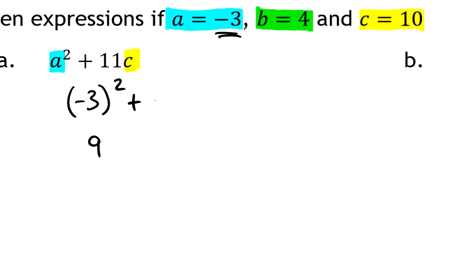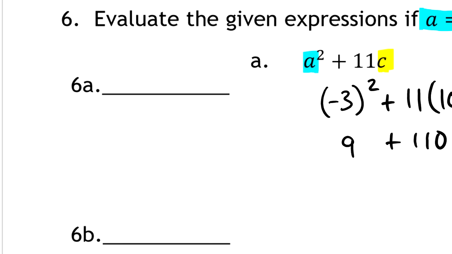From it, then I'm going to add 11 times the number 10, which looks like 110. So I'm just adding 110, and 110 plus 9 is going to equal 119. So this was 119.